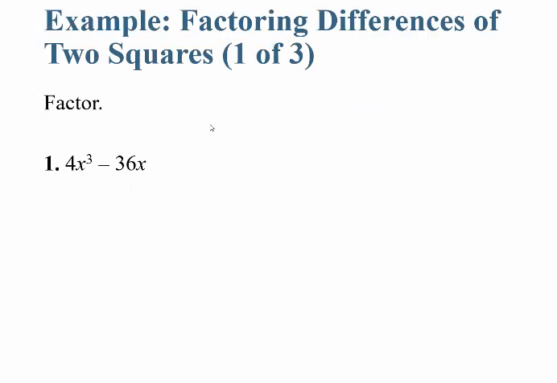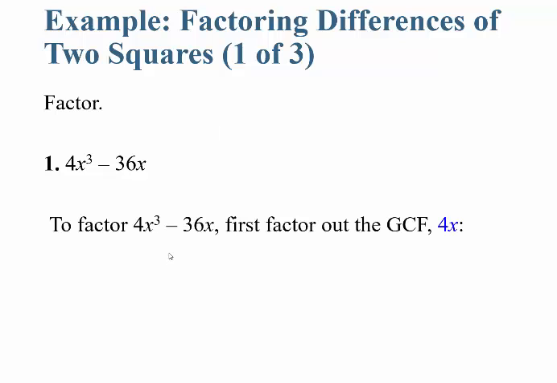All right, so let's look at this one. Here I have 4x cubed minus 36x. The first thing you're going to notice is you want to factor out the GCF of this. If you factor out the GCF, you realize that the GCF is 4x. You're going to get 4x times x squared minus 9.